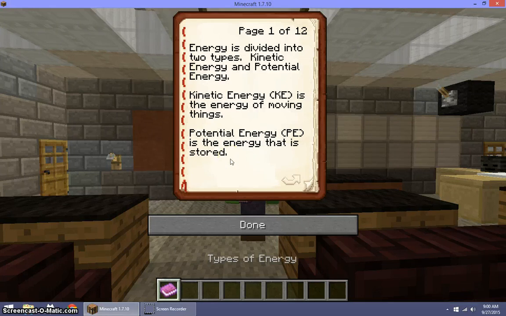So it's about energy. It says energy is divided into two forms. There's kinetic energy and there's potential energy. Now, kinetic energy is the energy of moving things, while potential energy is energy that is stored.